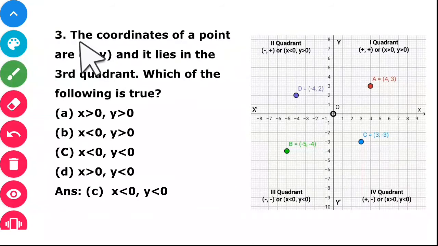Question number 3. The coordinates of a point are (x, y), and it lies in the third quadrant. Which of the following is true? In the third quadrant, the nature of the coordinates x and y: x is smaller than 0, y is smaller than 0. C is the correct answer. Students, let's move to the next question.